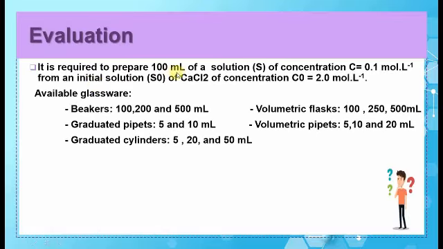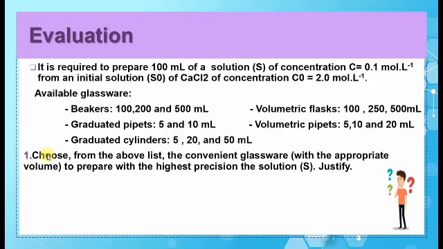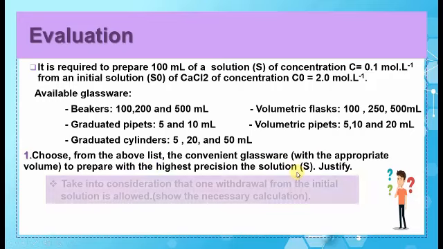It's required to prepare 100 ml of a solution S of concentration 0.1 mole per liter from an initial solution S0 of CaCl2 of concentration C0 equal 2 mole per liter. Available glassware: beakers, graduated pipettes, graduated cylinders, volumetric flasks, volumetric pipettes of different capacities. Question number 1. Choose from the above list the convenient glassware with the appropriate volume to prepare with the highest precision the solution S. Justify.